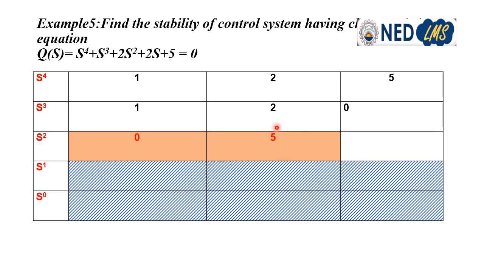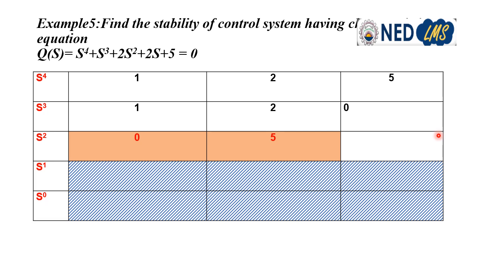Then we calculate the next term: 1 multiplied by 5 is 5, minus 0 multiplied by 1 is 0, that is (5 minus 0) divided by 1, which is equal to 5. This is special case 1, in which the first element in one row of the routh table is 0. Here the first term is 0, so we have to apply some remedy so that we can complete our routh table and conclude whether our system is stable or unstable.